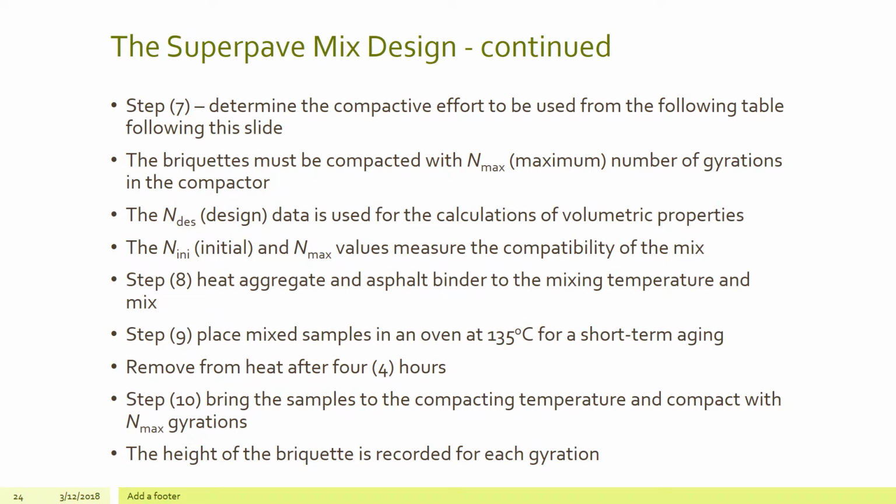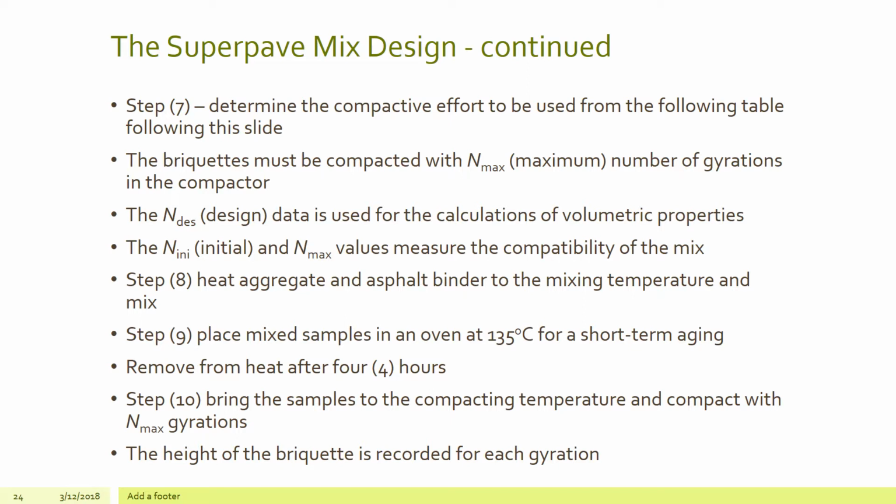We move on to step 7 here. We determine the compactive effort to be used from the following table. Of course, that's going to be in the PowerPoint presentations. The briquettes must be compacted with the maximum number of gyrations in the compactor. And of course, the N design data is used for the calculations of volumetric properties. And the N initial and the N max values measure the compactability of the mix. We then heat the aggregate and asphalt binder to the mixing temperature and mix.